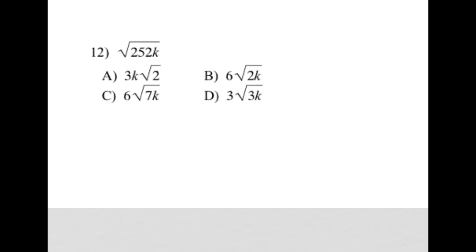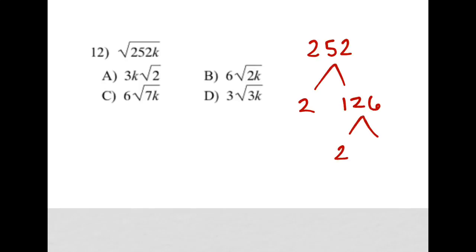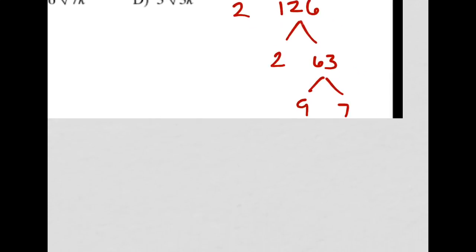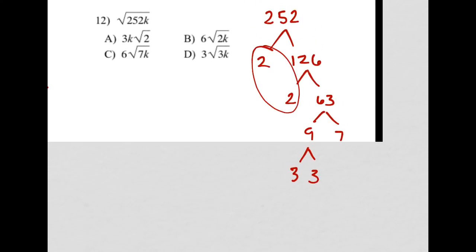What about number 11? 252. We're simplifying. That is divisible by 2, because it ends in a 2. It's an even number. So that's divisible by 2, and 126, also divisible by 2. Divide by 2, I'm just doing it in my calculator. 63, I know what that is. That's 9 times 7, and 9 is 3 times 3. I'm looking for pairs. Here's a pair, so I'll take out a 2.